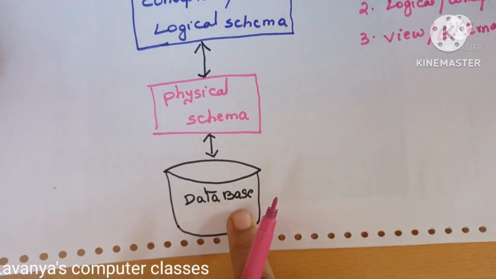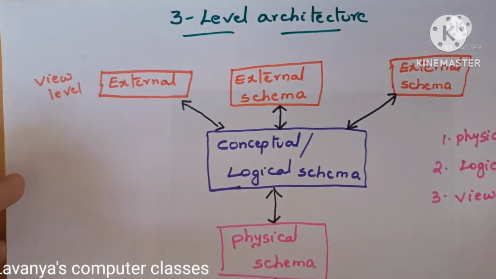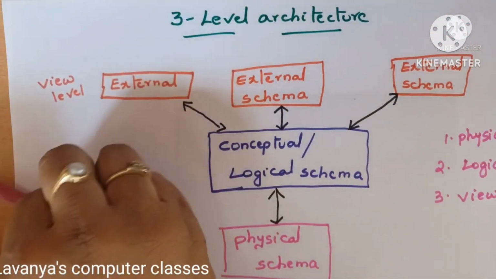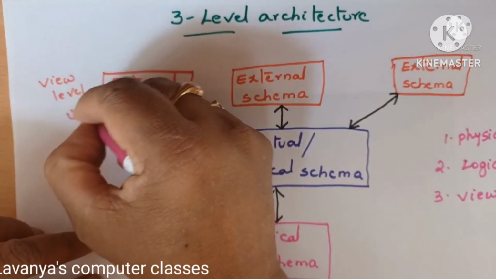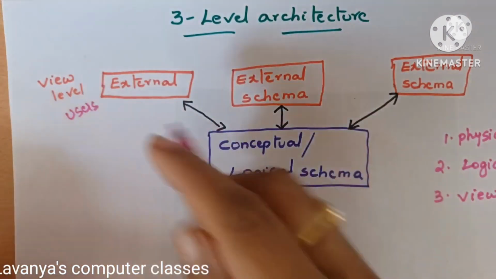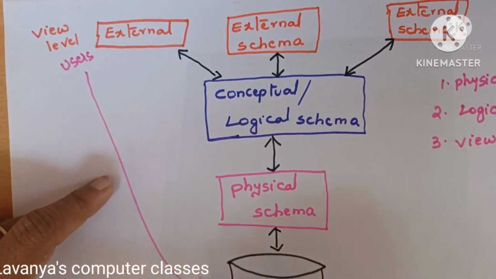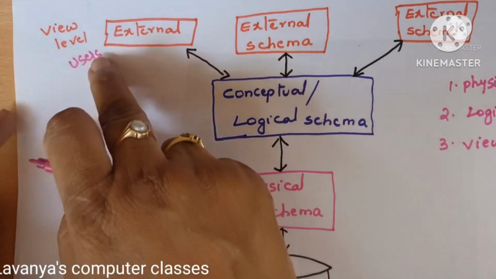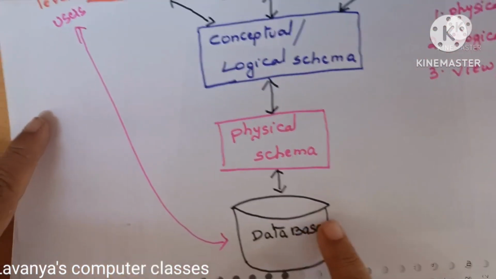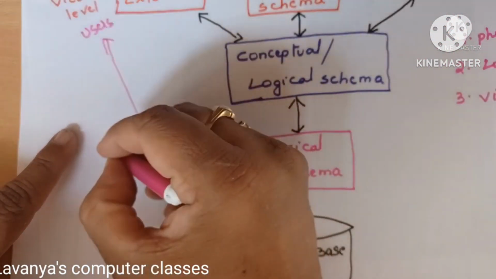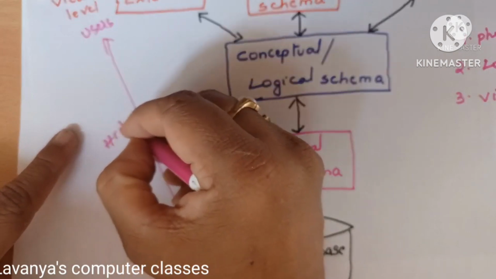First, the database. Database means a collection of data, and here users are there. Users are using this database depending upon their requirement. That's why the external view is a number of views. This is also called the view level. So these users are using the database. But for protecting our entire database, that's why we require three levels.